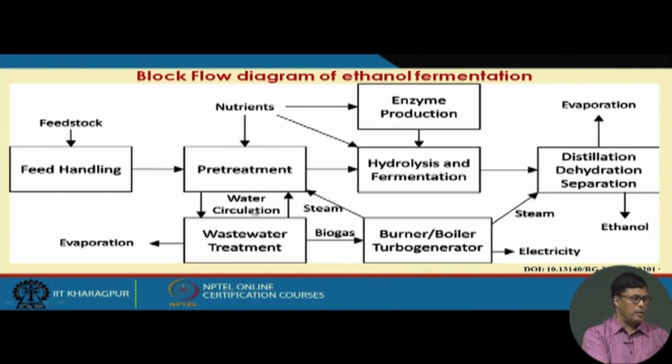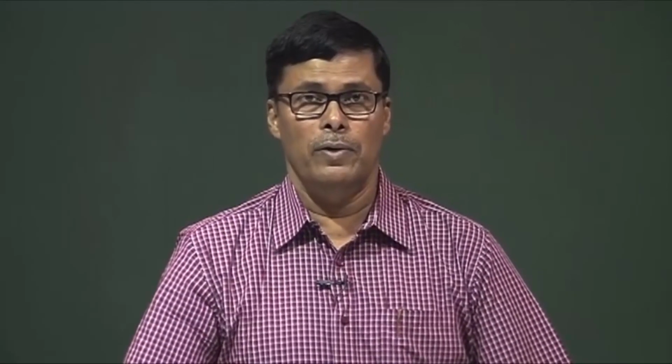Then through the process of evaporation we separate the ethanol, and the wastewater, the waste produced after the pre-treatment, we can use for steam generation. In the wastewater treatment we produce some biogas, and the biogas can be used for running the boilers, and from the boilers we get the steam for distillation purposes. So this is a very simple block flow diagram for the ethanol fermentation process. I think in my next presentation I shall give the detailed information of the ethanol fermentation process.